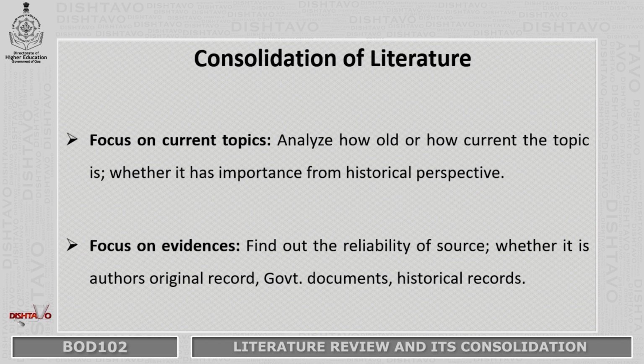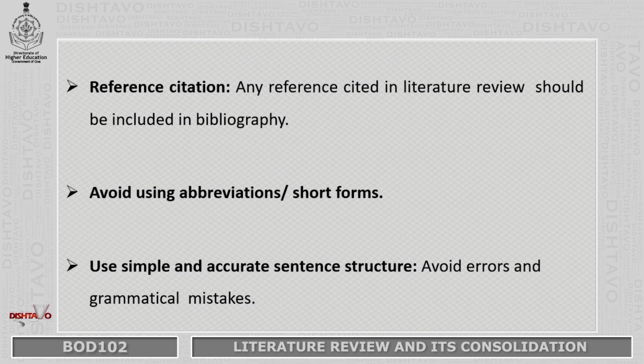The researcher must focus on current topics. That is, analyze how old or how current the topic is, whether it has importance from the historical perspective. Focus on the evidences. Find out the reliability of source, whether it is author's original record or government documents or historical records. Reference citation. Any reference citation cited in the literature review should be included in the bibliography.